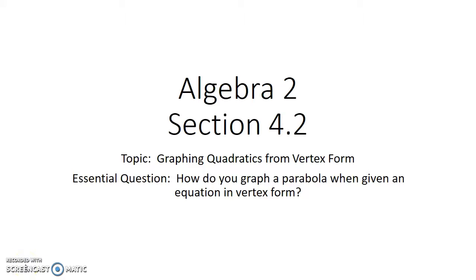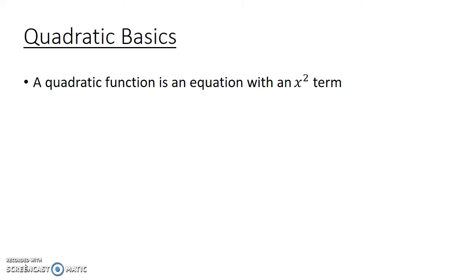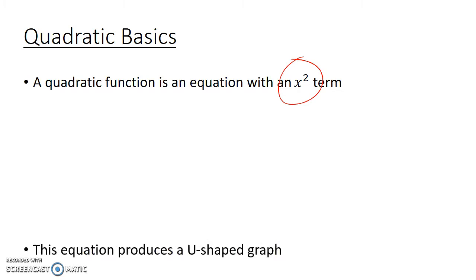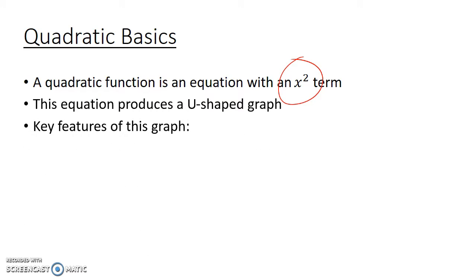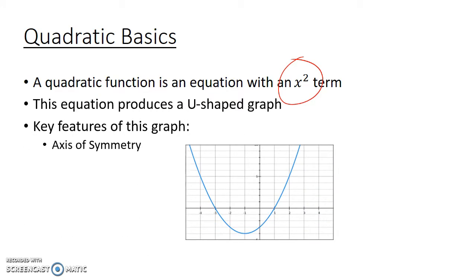Today we're going to talk about section 4.2, which is graphing from vertex form. So I've already done standard form. Today it's vertex form. Quadratics are pretty easy to identify. You have an x squared term, which makes it quadratic. Graphs will be U-shaped, kind of like that.